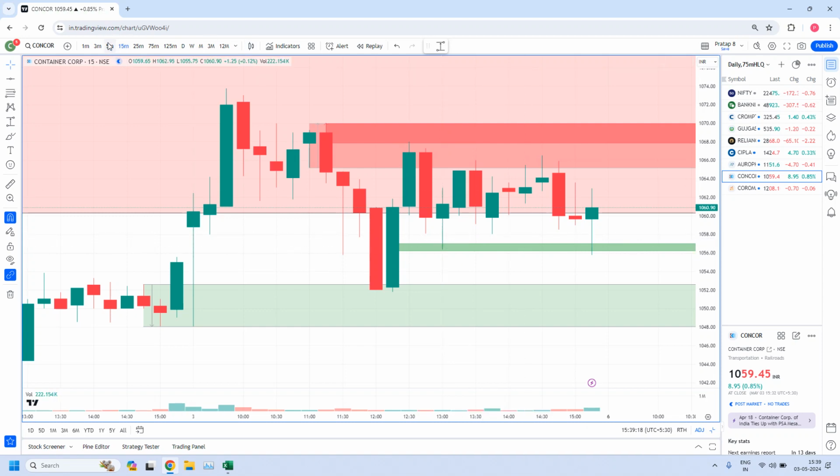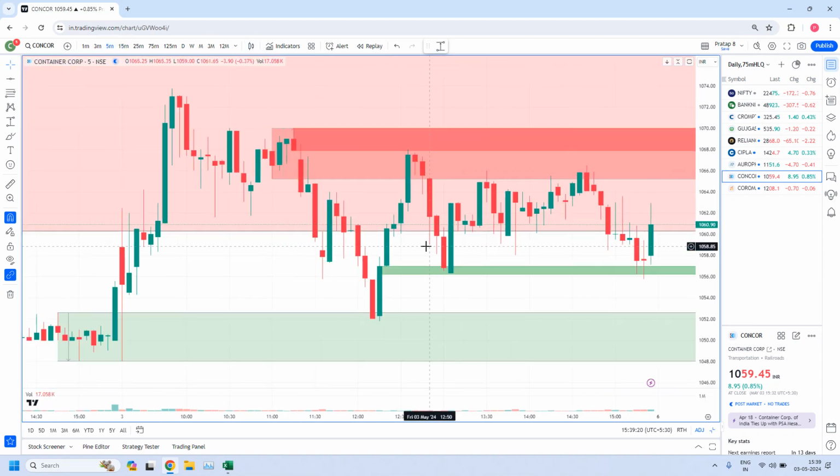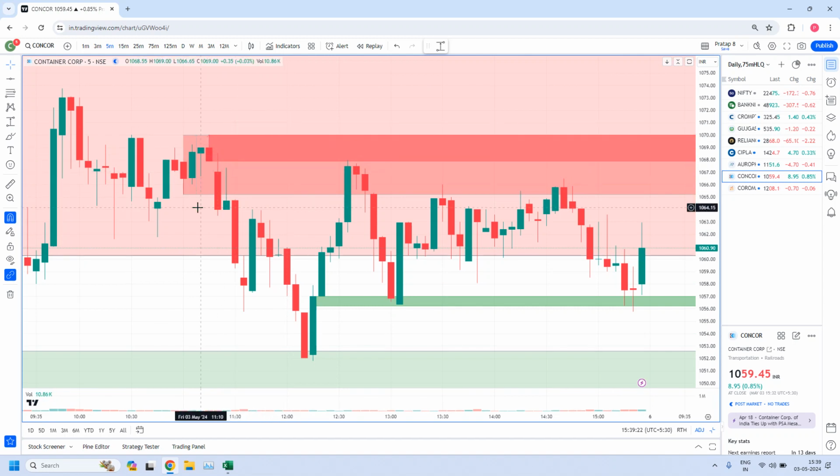Now go to the 5 minutes time frame. Now you can see the fine-tuned zone here. 5 minutes. We have a rally, 2 base candles and a drop candle. Perfect zone. So type 2 proximal.